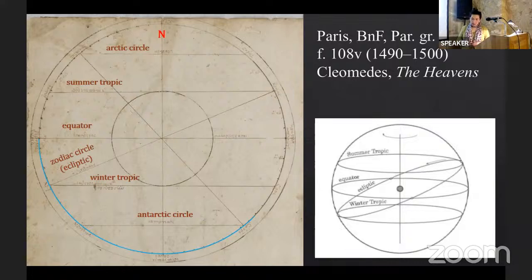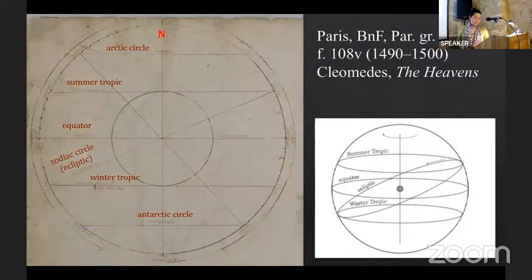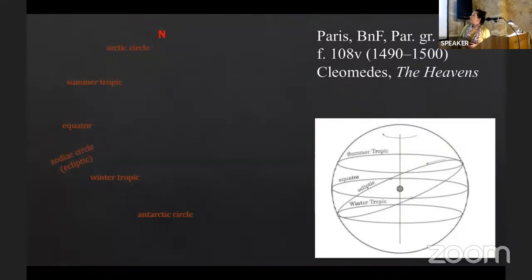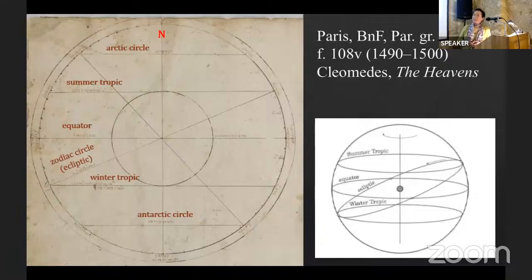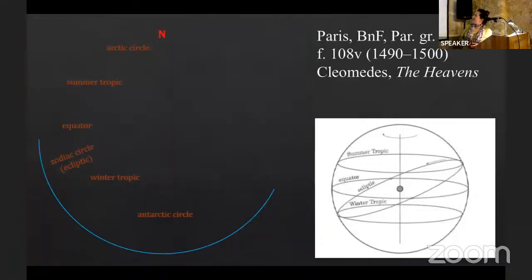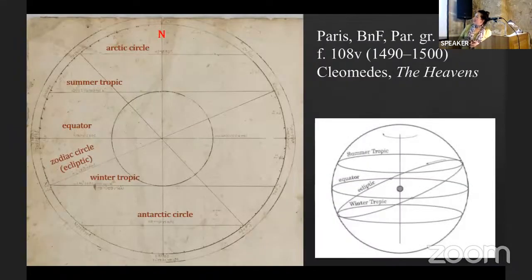So if we look at a bit, okay, you cannot see the whole diagram, so I leave this one.